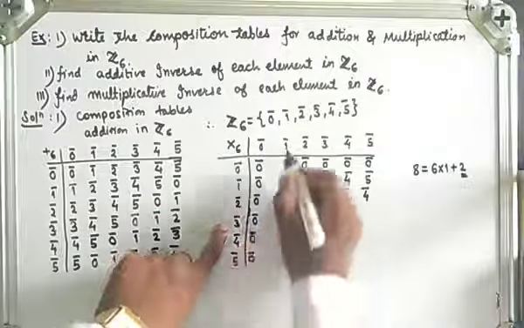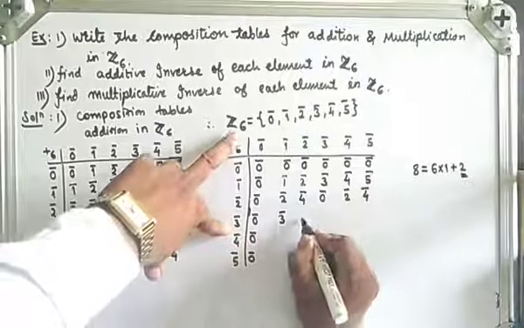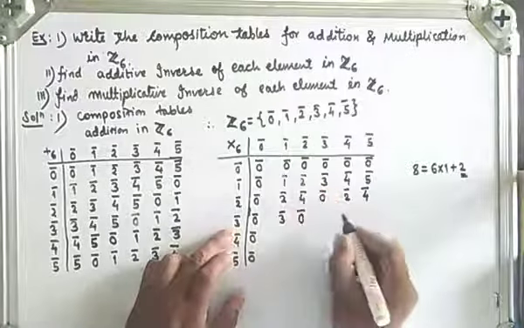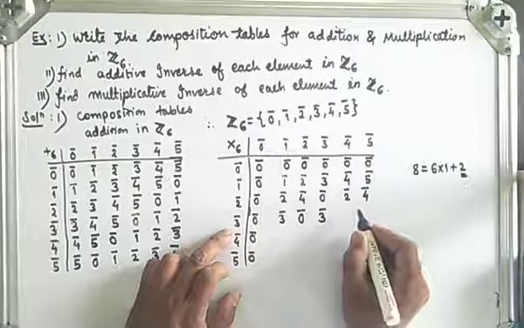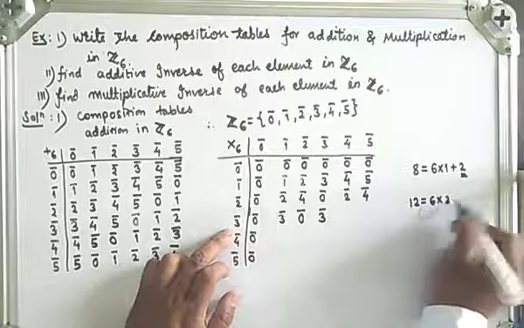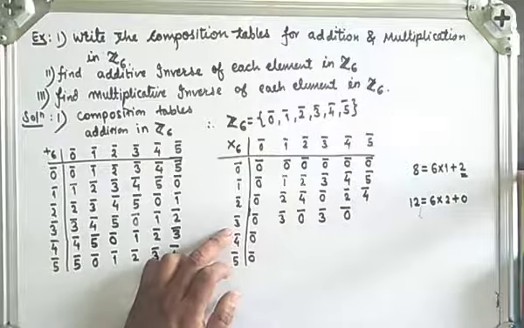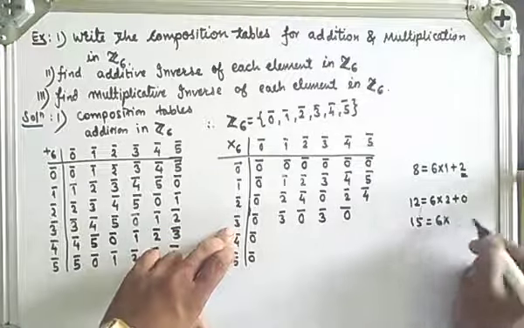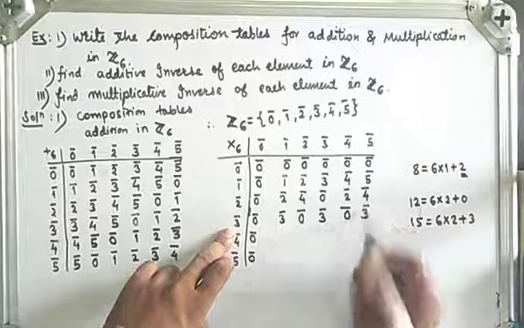Next, 3 into 1 is 3 bar, 3 into 2 is 6, 6 modulo 6 will be 0. Next, 3 into 3 is 9, 9 modulo 6 will be 3 bar. 3 into 4 is 12, and 12 modulo 6, the quotient is 2, the remainder is 0, right? So 3 into 5 is 15, so 15 divided by 6, the quotient is 2 and the remainder is 3, right? So which is 3 bar.